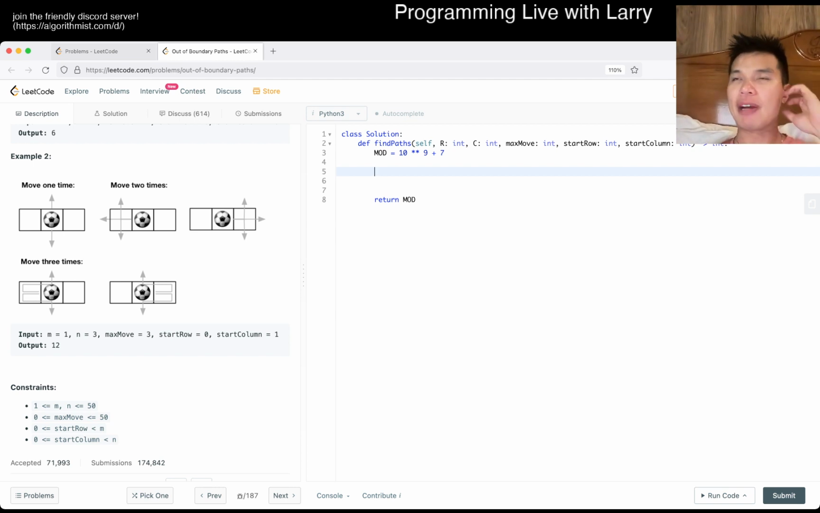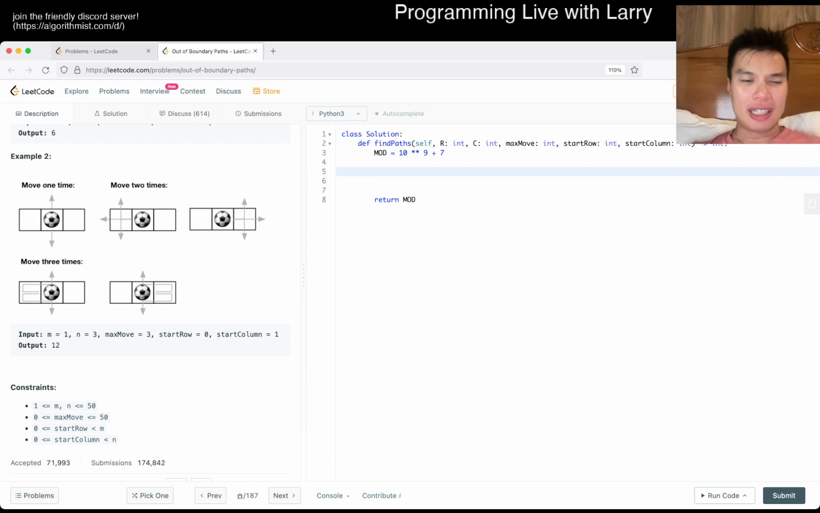This is the same thing where every move, or I call it time, you now move to a state where you only depend on the previous state. So in that case, it's very clear that you only need the two states, and it would give you a space optimization. So now instead of 50 cubed, you have 50 squared.